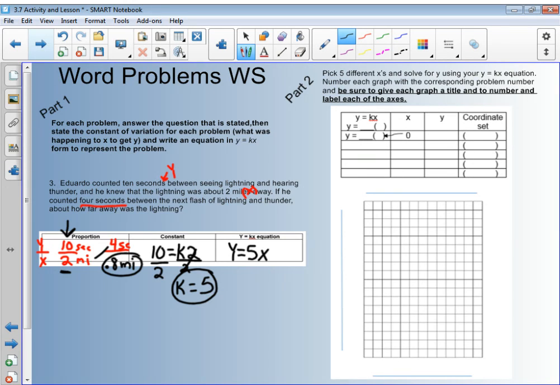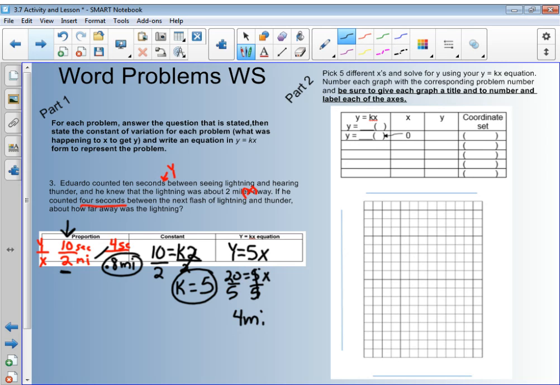So now if I wanted to substitute in and figure out if I said it was 20 seconds away, I could substitute in 20 here, where Y is, because that was my seconds, equals 5x, and then I could divide by 5 and find out that it's actually 4 miles away. Okay, so that's kind of where we would go through and do that.